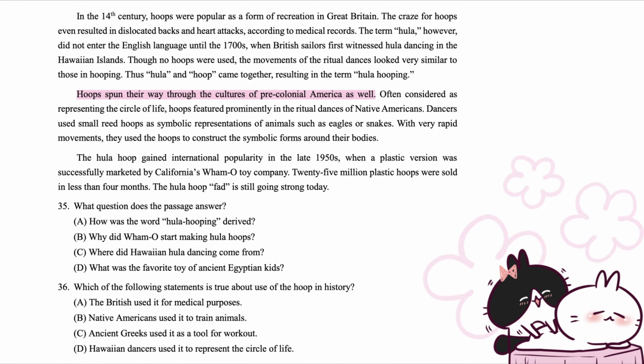Hoops spun their way through the cultures of pre-colonial America as well. Often considered as representing the circle of life, hoops featured prominently in the ritual dances of Native Americans. Dancers used small reed hoops as symbolic representations of animals such as eagles or snakes. With very rapid movements, they used the hoops to construct the symbolic forms around their bodies.